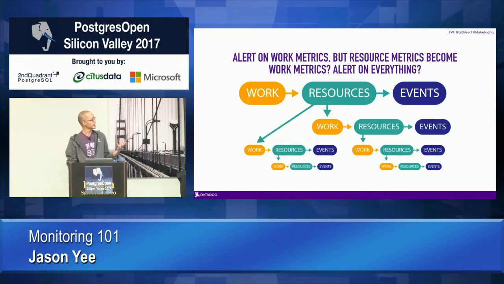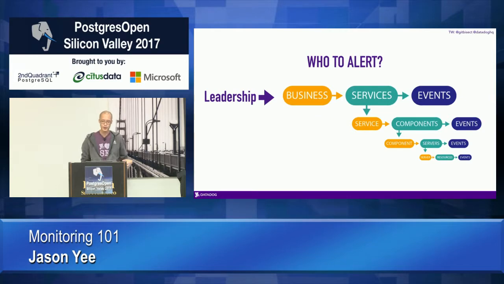So I know that I said that you should alert on work metrics and then investigate with resource metrics. And again, I think that might have been a little confusing because if resource metrics become work metrics, then law of transitive properties, you're thinking that I mean to alert on everything. But really, it's about who gets alerted at each level.